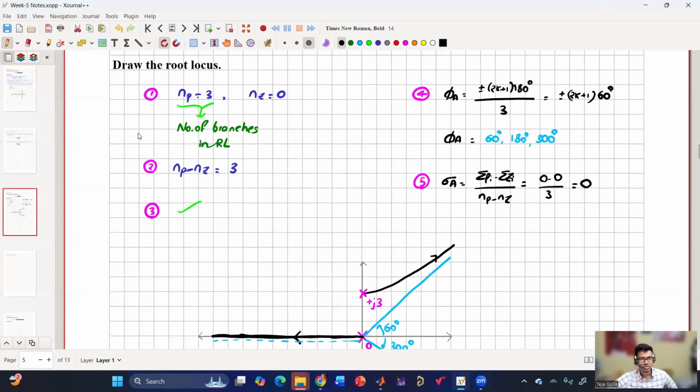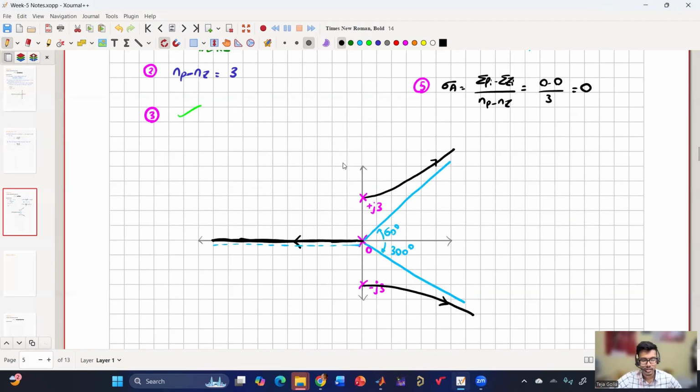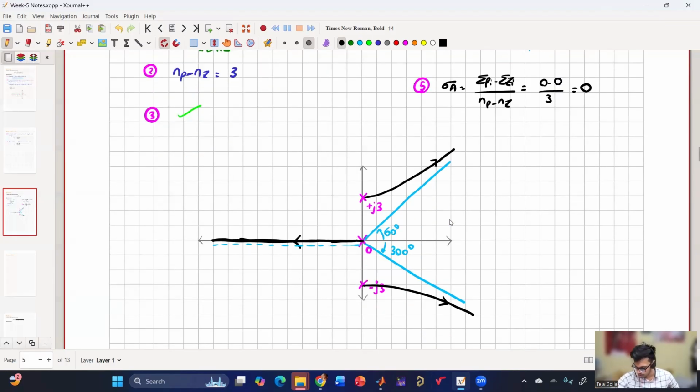Yes, I'll repeat the entire problem. Sir, this line is referred to the asymptote or root locus? The blue lines are asymptotes, black lines are the root locus. So these are asymptotes. The poles are moving towards infinity, towards the zeros. But how do we know how they are moving? For that we have to draw the asymptotes.